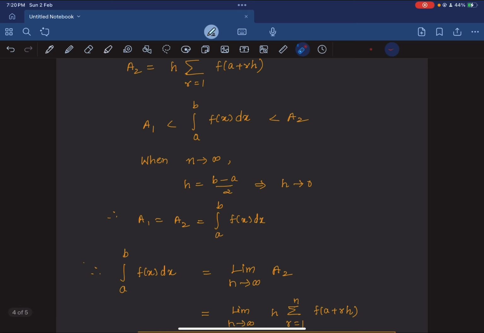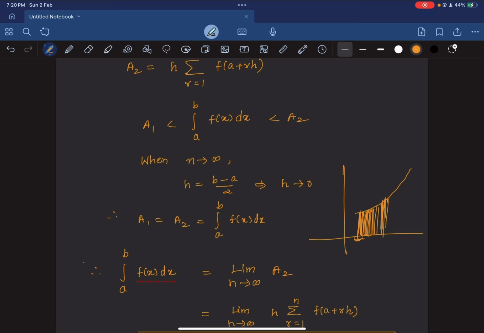In that case, when h goes to 0, what does that mean? So your lines are so close. This distance is nothing. There is no distance here. So the distance between two lines is 0, so it is as good as computing the entire area under the curve.